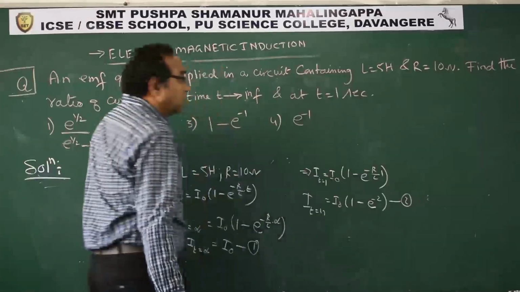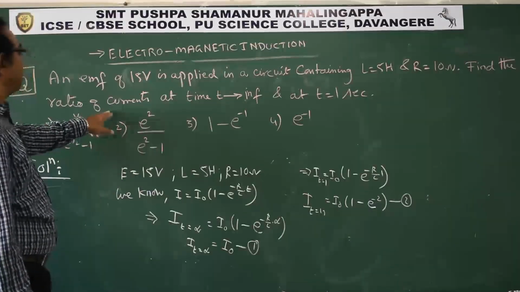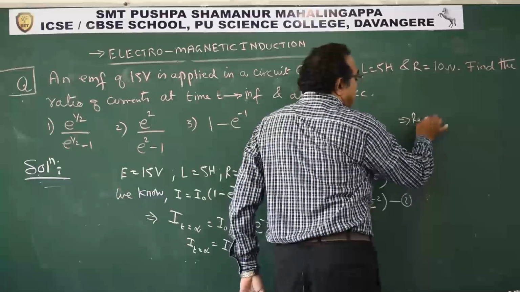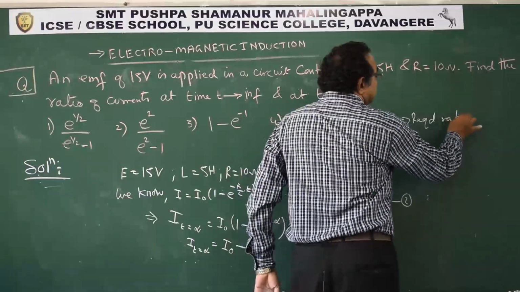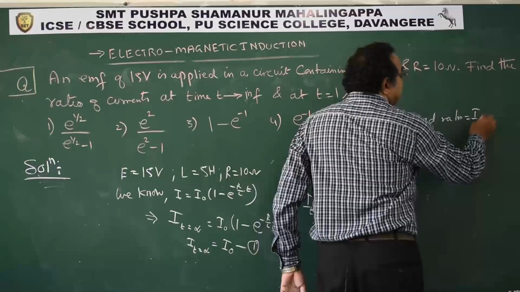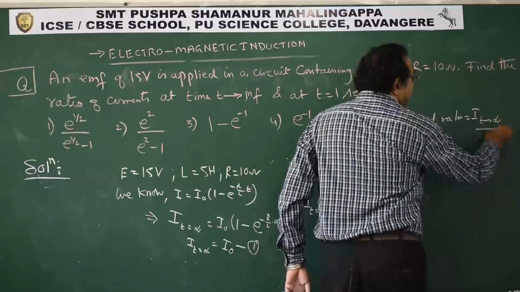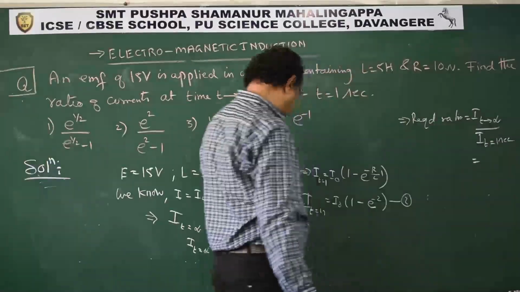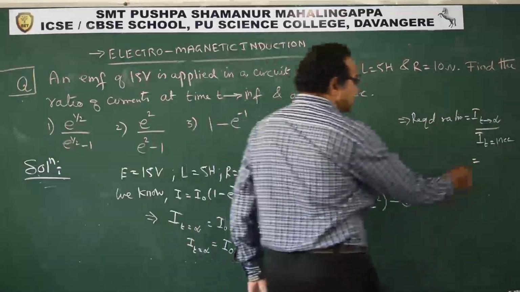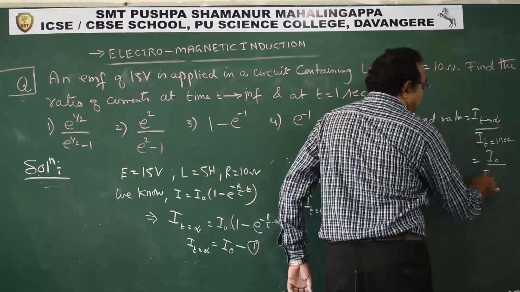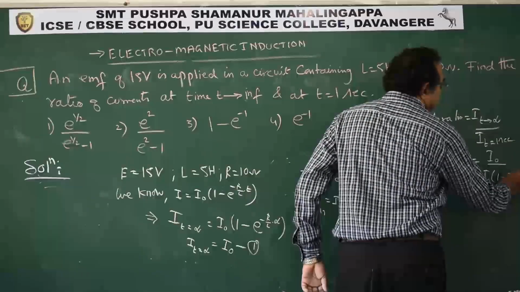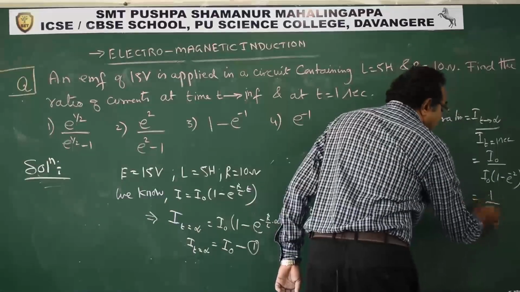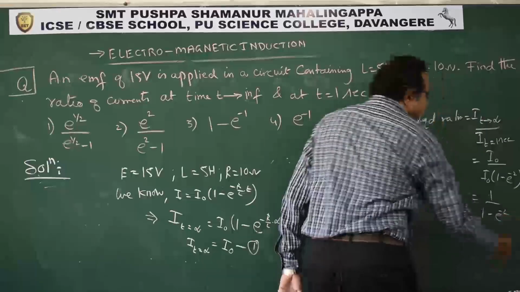Second equation we got. Please read the question. What does it say? Ratio of currents at t is infinity and t is 1 second. So therefore, the required ratio is I at t tends to infinity upon I at t is equal to 1 second. So that is how much? I naught upon I naught into 1 minus e raised to minus 2. So this you get as 1 upon 1 minus e raised to minus 2.